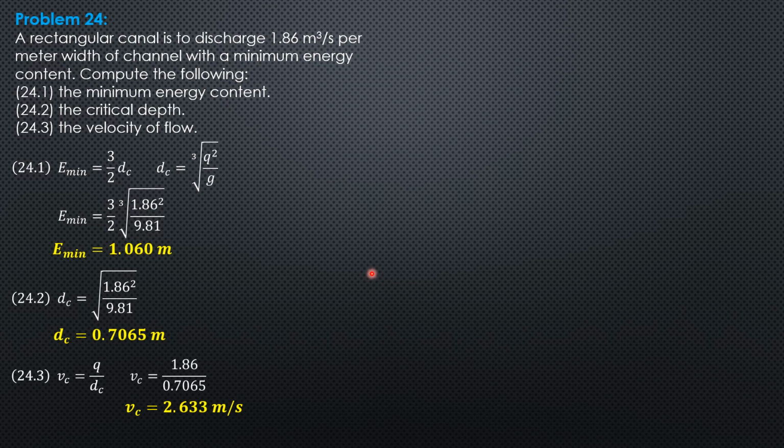The direct formula for rectangular section, the critical velocity is square root of g times critical depth. So if you use that formula, square root of 9.81 times 0.7065, the answer would be the same. So that's it.